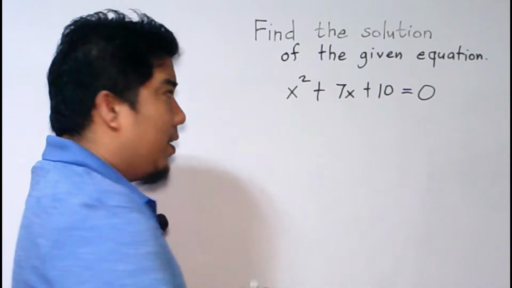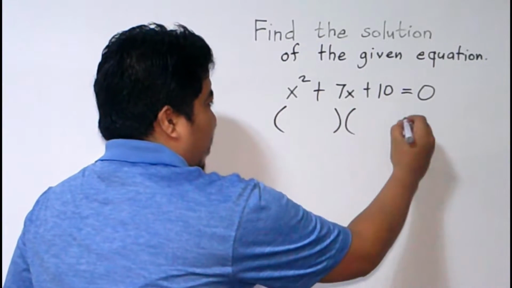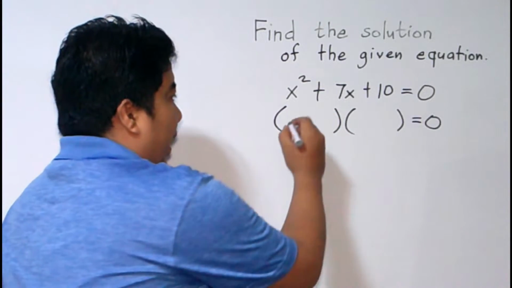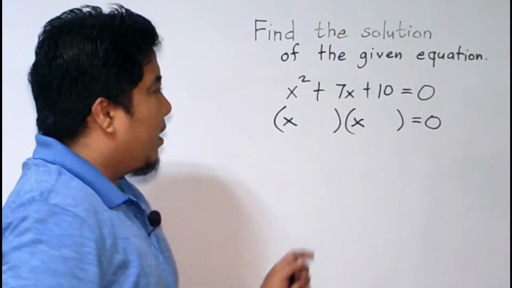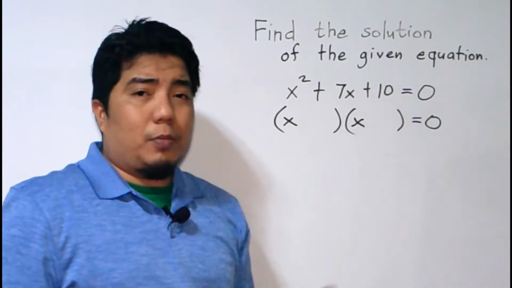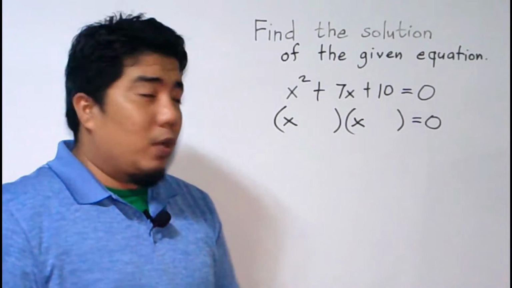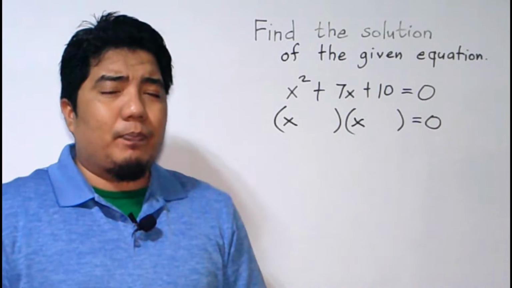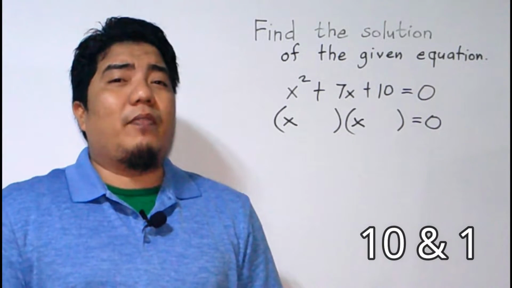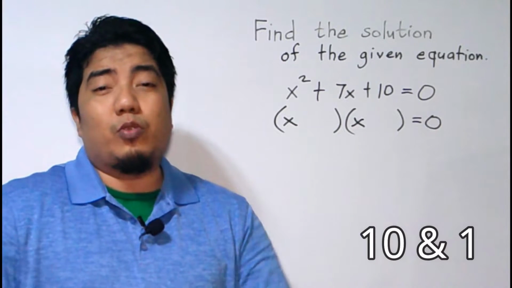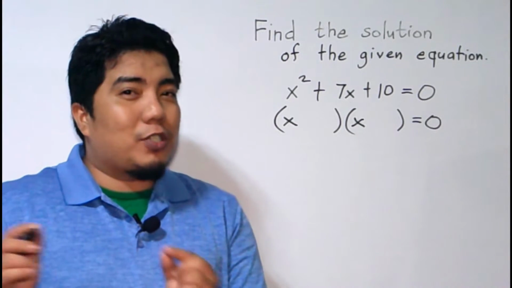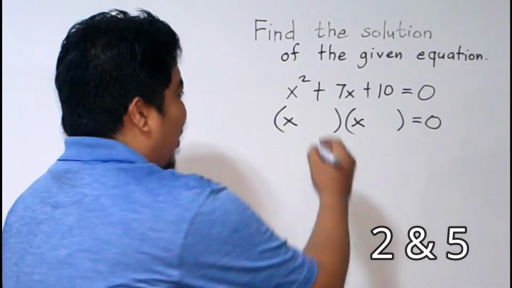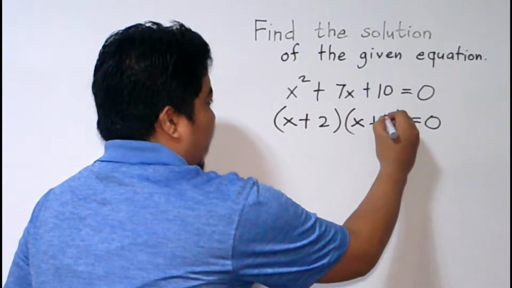When we solve by factoring, we make two quantities for this one, then we equate it to 0. We factor the quadratic term x squared, and that is x and x. Alright. Then, we factor our constant term such that the factors, when added, will result in the middle term, which is positive 7. So, what are the factors of 10? That is 10 and 1. However, if we add 10 and 1, that results to 11. But, if we use the factors 2 and 5, that will result to positive 7. So, we will use positive 2 and positive 5.